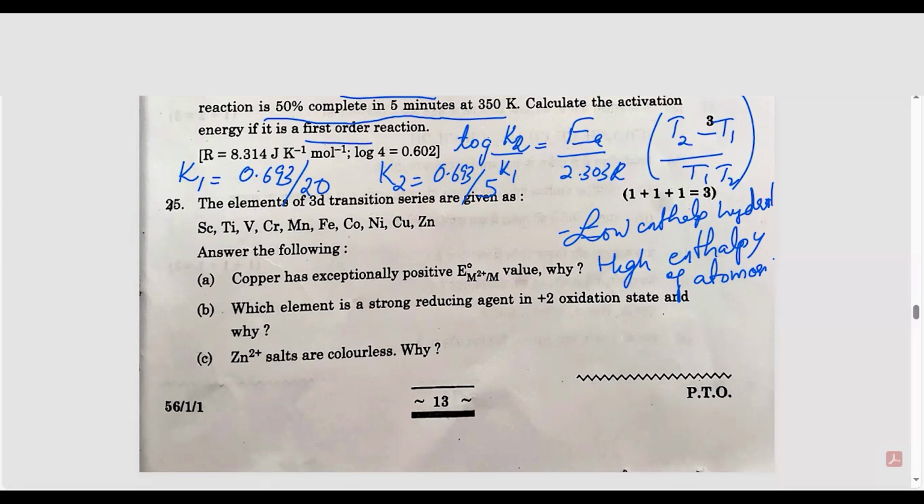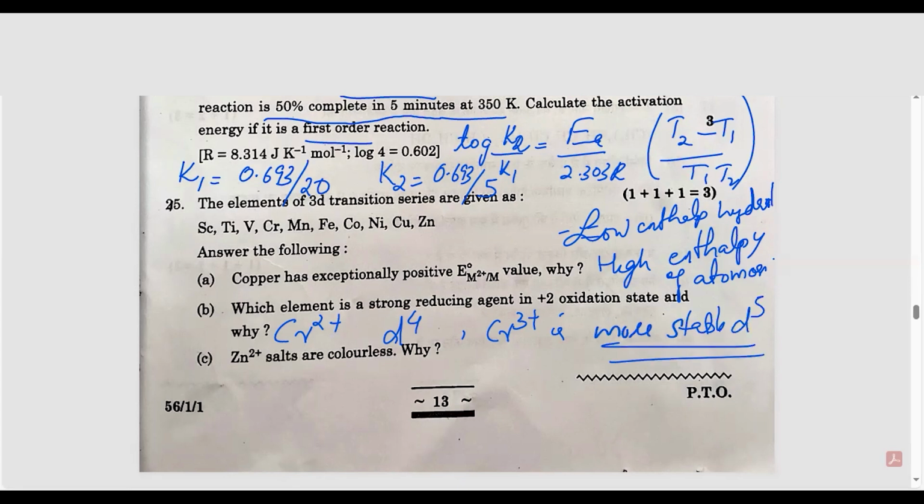Which element is the strong reducing agent in +2 oxidation state and why? A strong reducing agent must undergo oxidation, right? So in this case, Cr2+ has a d4 configuration, and its Cr3+ is more stable, that is d5. That is fine.